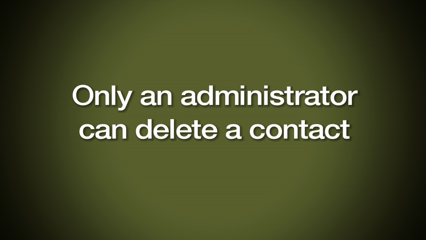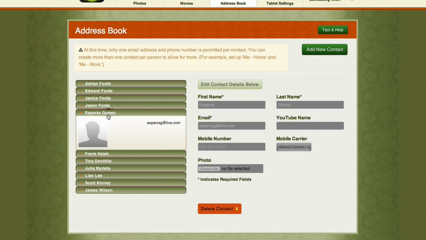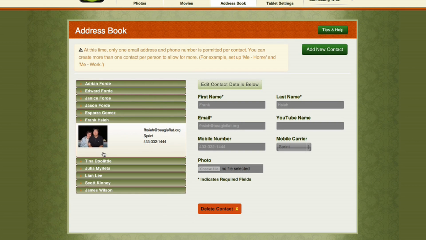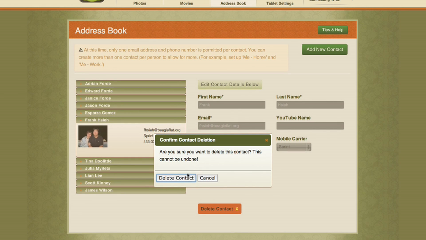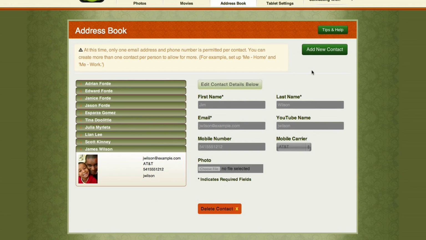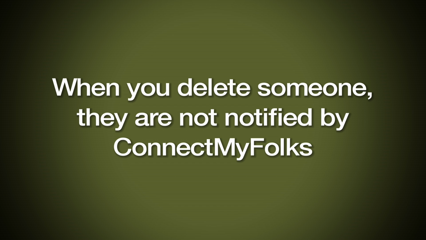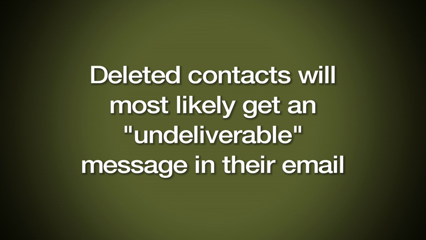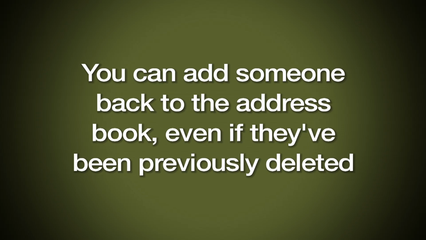Only an administrator can delete a contact. You can delete someone by selecting the name and choosing Delete Contact. When you delete a contact, that person will no longer be able to use Connect My Folks to reach your user. When you delete someone, that person is not notified by Connect My Folks, but it's likely that he or she will get a message from his or her email provider indicating that a subsequent message is undeliverable. You may add someone back to the address book even if you have previously deleted him or her.